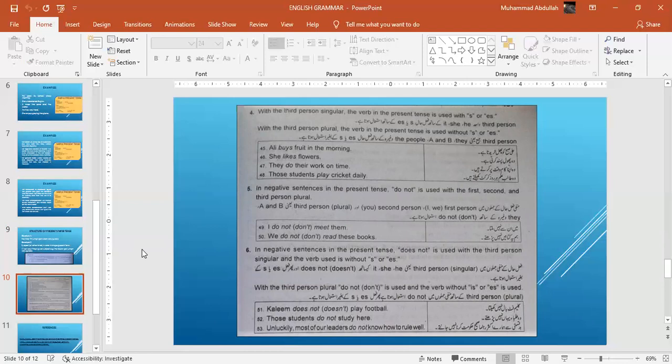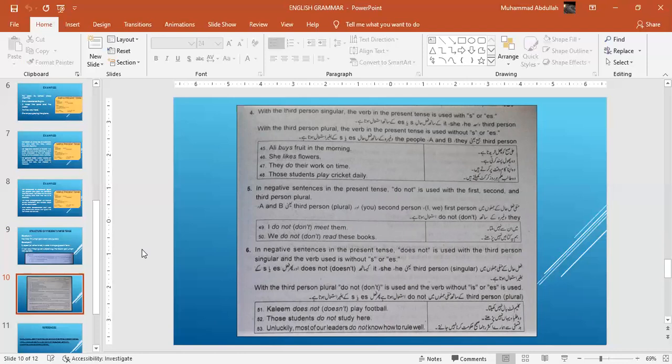And let me tell you once again that the subjects are mostly divided into two major categories. First category contains third person singulars, and second contains first person singular and plural, second person singular and plural, and third person plural. Okay, now let's have a look at these examples.